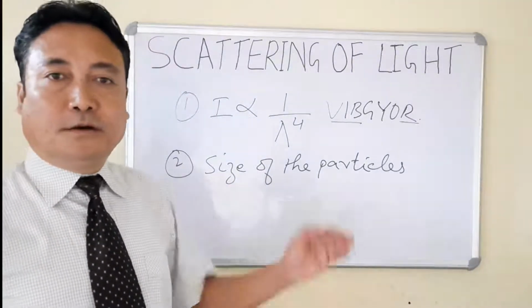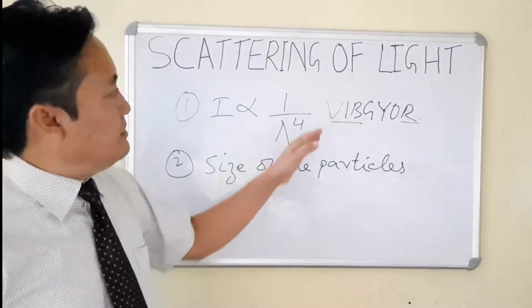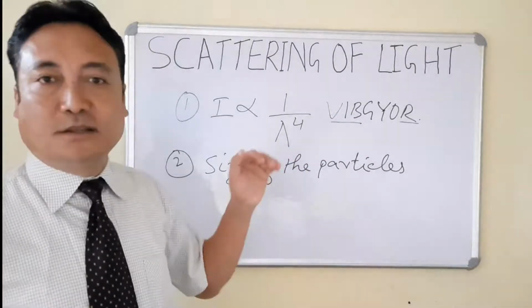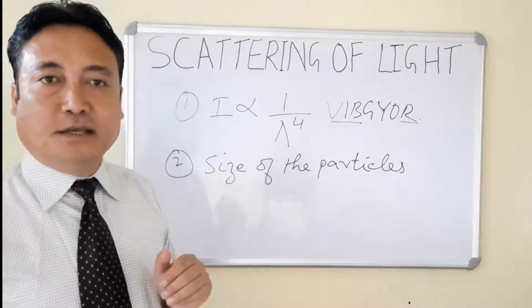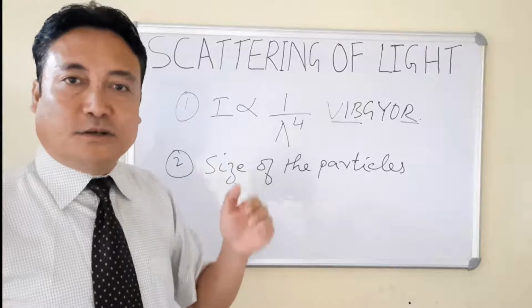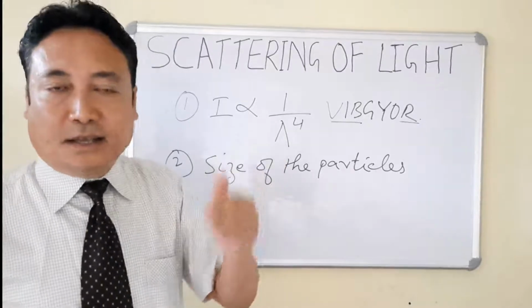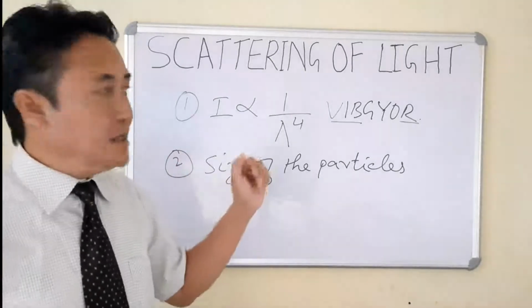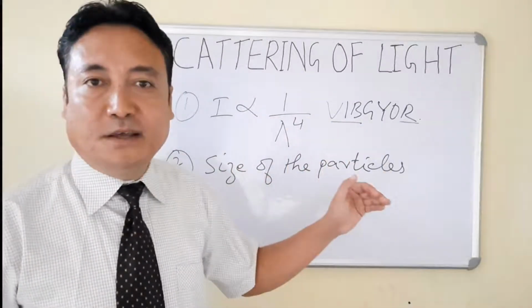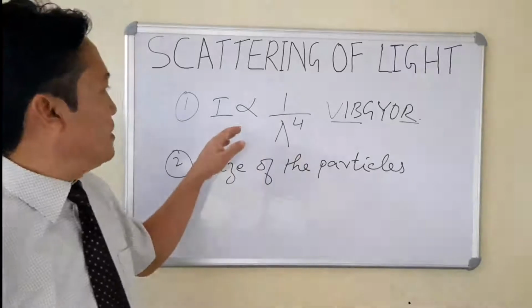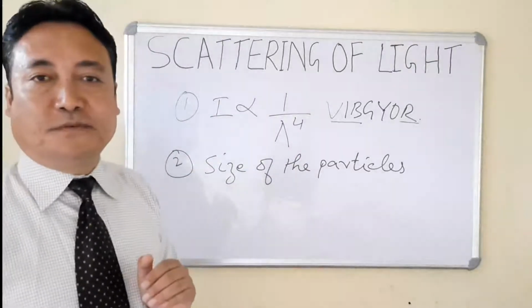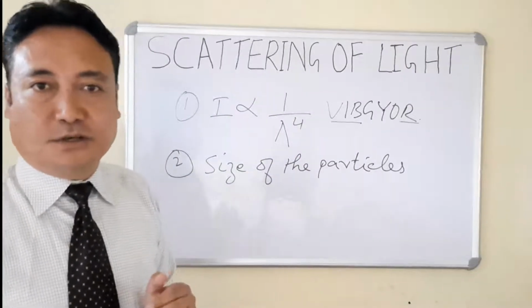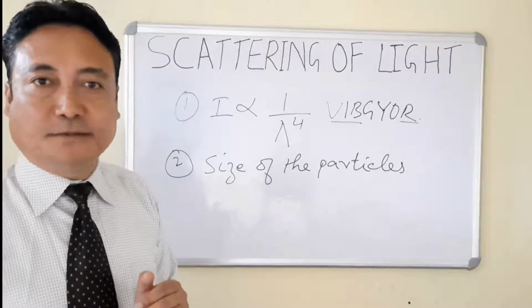So the shorter wavelengths are violet, indigo, and blue, especially these three colors. The light of shorter wavelength will be scattered more, whereas the light of longer wavelength will be scattered less, since the intensity of scattering of light is inversely proportional to the fourth power of wavelength.